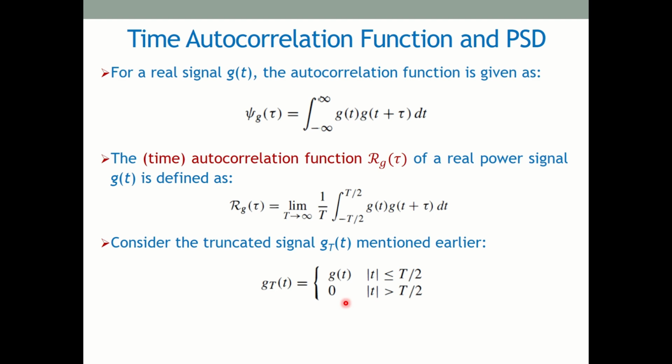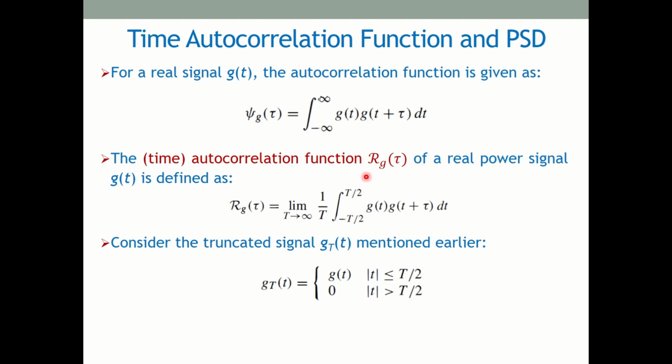For this, the proof has been shown here. So for a real signal, the autocorrelation function, we know it's equal to this term gt into gt plus tau. We have studied this, we have seen this in the video related to correlation functions. The time autocorrelation function of this can be extracted from this expression, where, as we can imagine, we would be including time now. It's a time average sort of function.